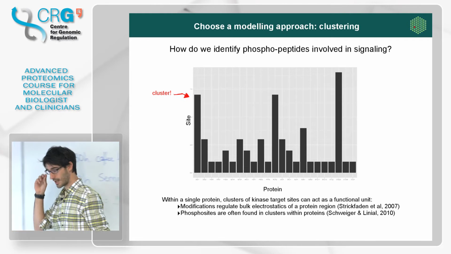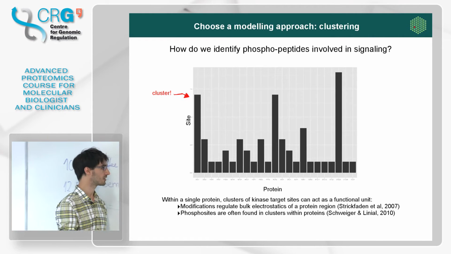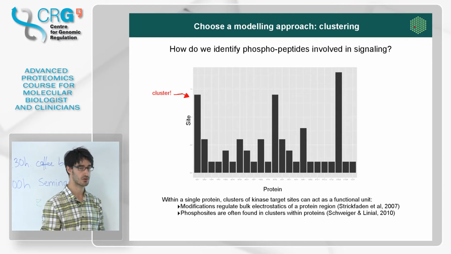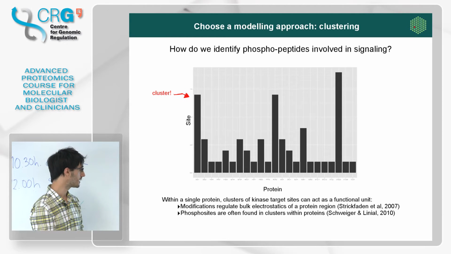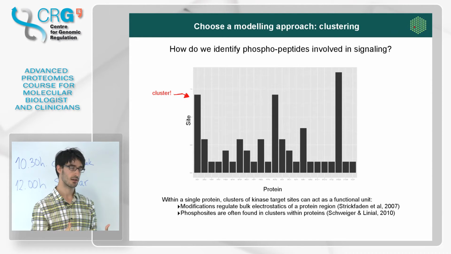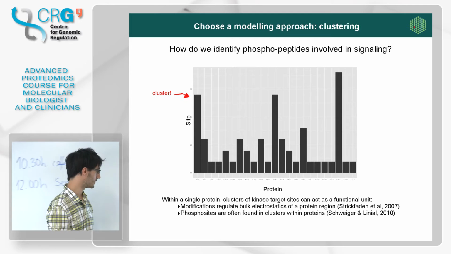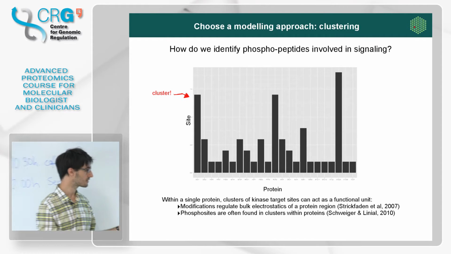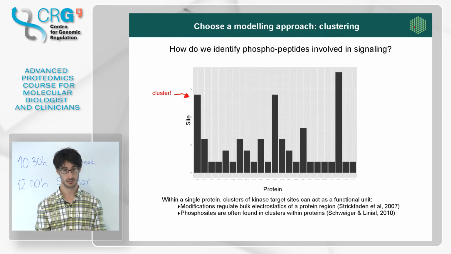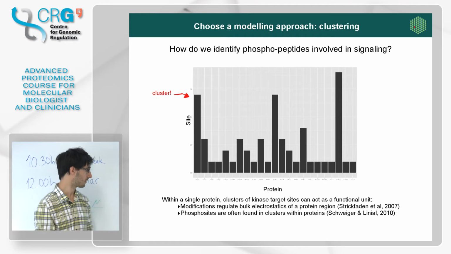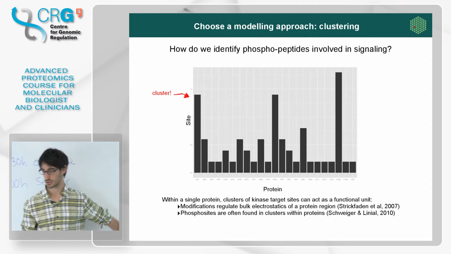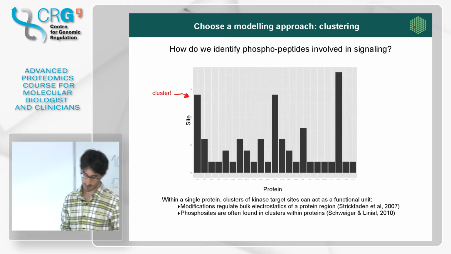Right, so as I said, we wanted to use clustering to determine which of the phosphopeptides are related to the function of the protein. And the rationale, the reason why we thought that was okay, even though it's a very crude approximation, and it was only a pragmatic way to deal with the data, was that within a single protein, clusters of kinase target sites can act as a functional unit. And this has been reviewed, and there are 2 reasons why this is true.